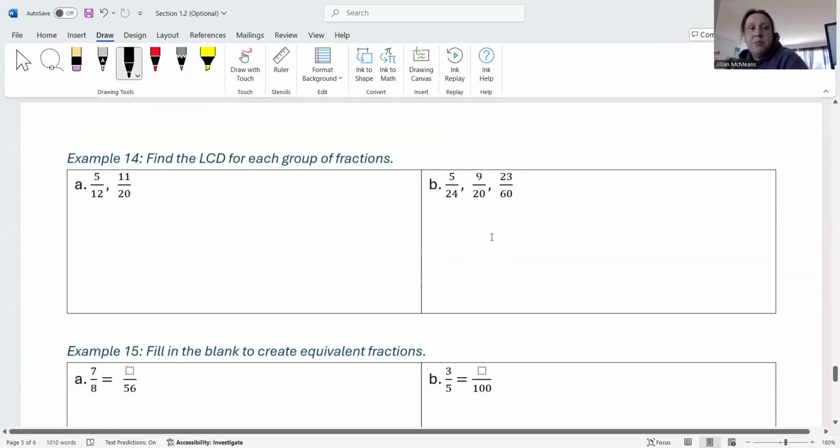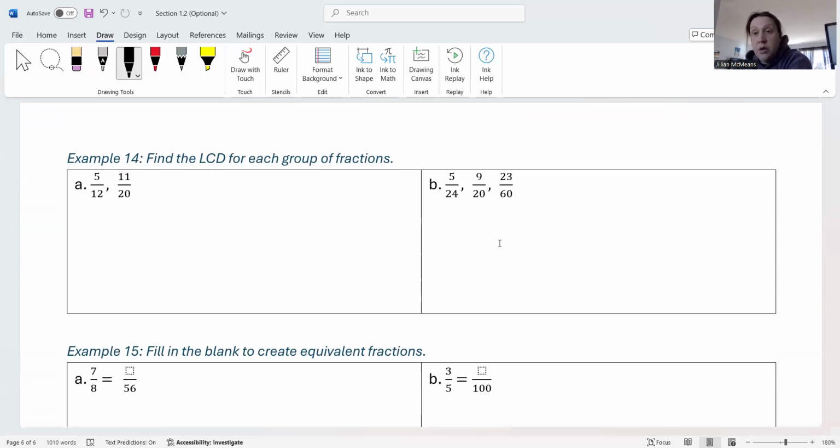So let's look at example 14. It says find the LCD for each group of fractions. For part A, we're going to look at finding multiples. So I'm going to start with 20, and I'm just going to list out several multiples of 20. You start with the number itself. So 20 times 1 is 20. 20 times 2 is 40. 20 times 3 is 60. 20 times 4 is 80. 20 times 5 is 100. We can come back and list out more if we need to, okay?